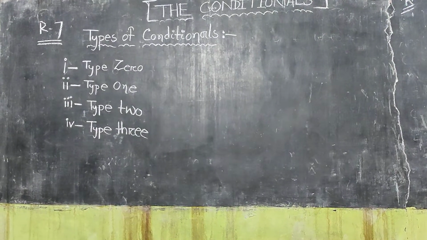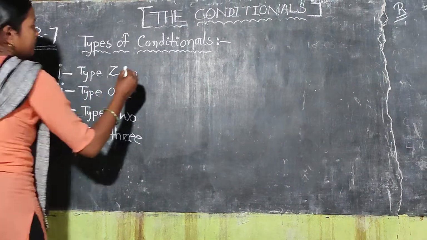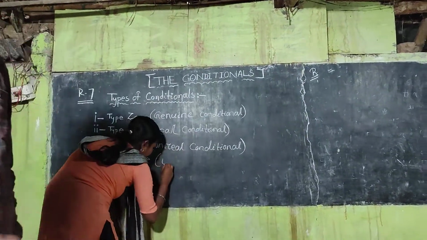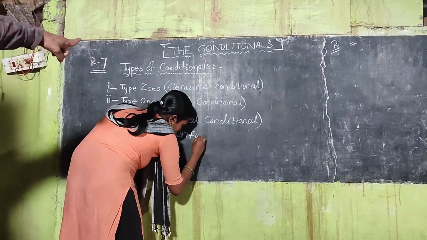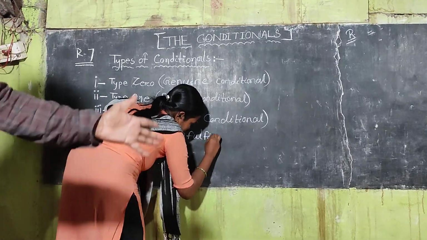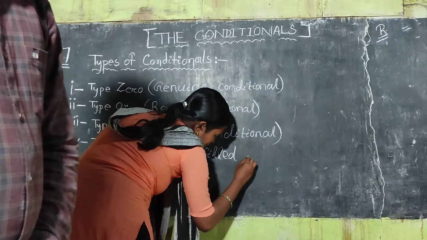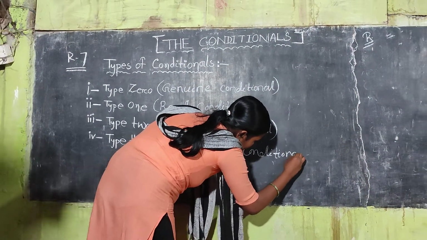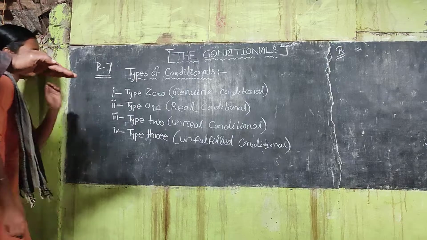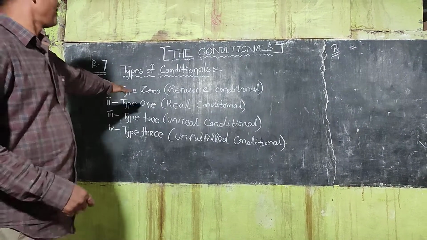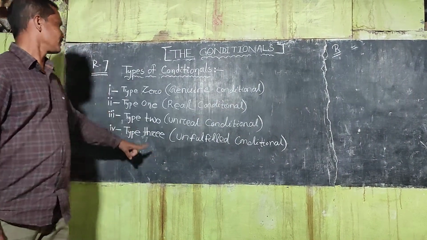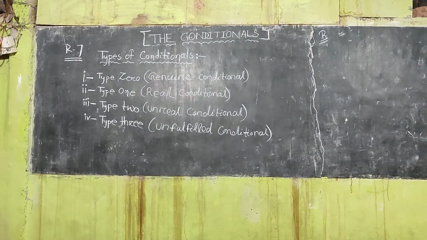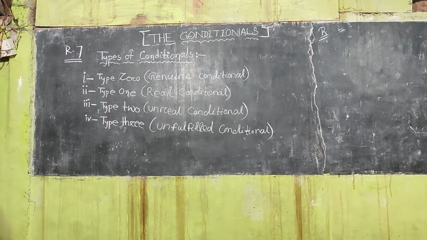Type 0 is also known as genuine conditional. Type 1 is known as real conditional. Type 2 is known as unreal conditional. And type 3 is known as unfulfilled conditional. That means type 0 can be known as genuine conditional, type 1 as real conditional, type 2 as unreal conditional, and type 3 as unfulfilled conditional.